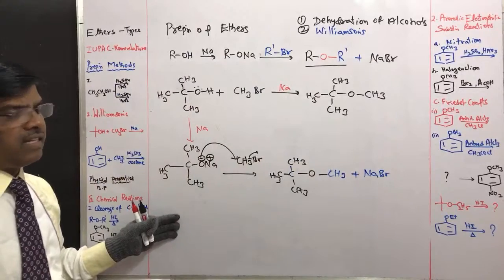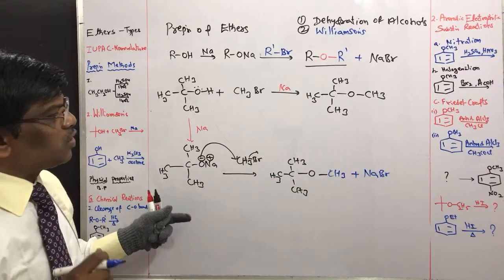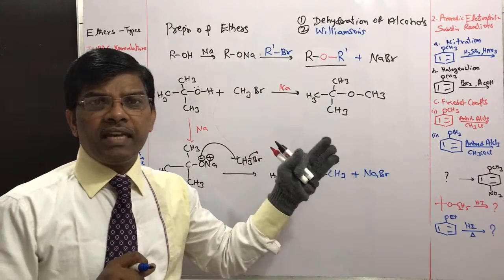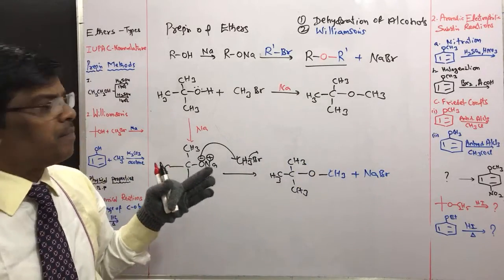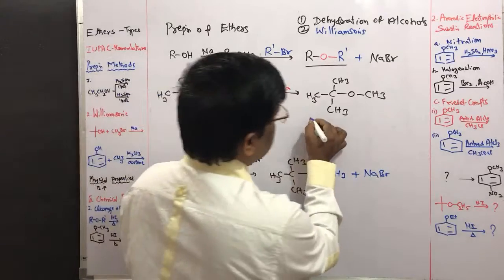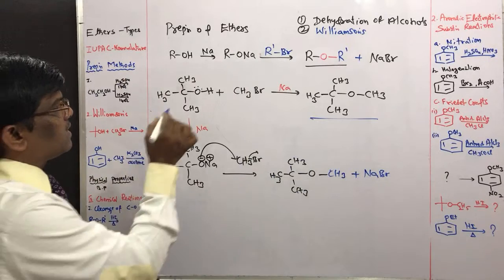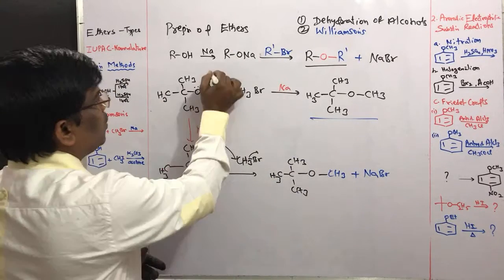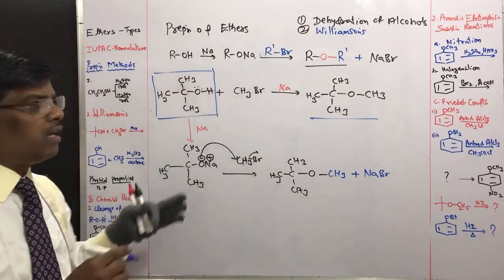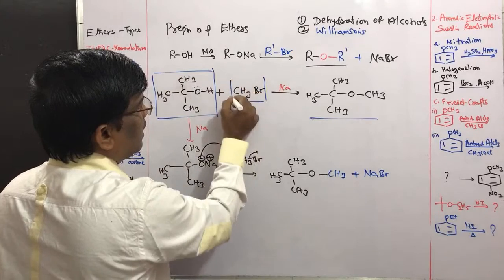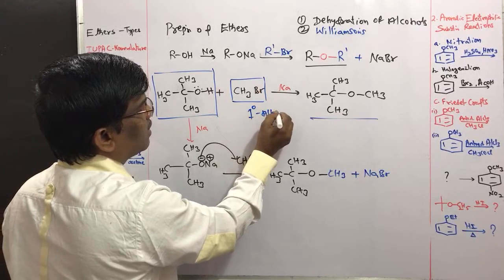And since it is a very versatile and simple method, what are the important things to be kept in mind while doing this type of etherification? This method is known as etherification of alcohols. Though we are making mixed ethers, it is etherification of alcohols. The important thing is that you have to choose a tertiary or secondary alcohol as the alcohol part, whereas this side it should be a primary alkyl halide.